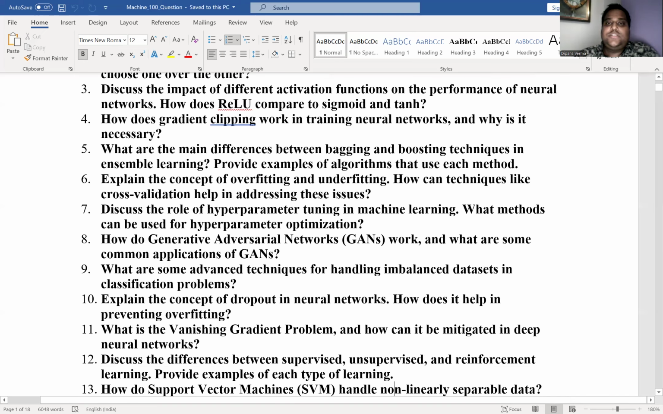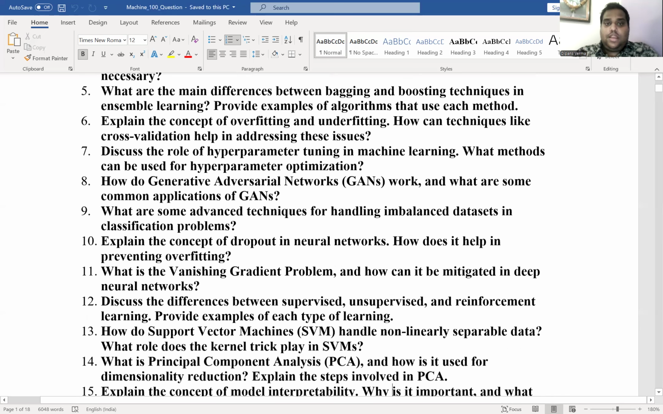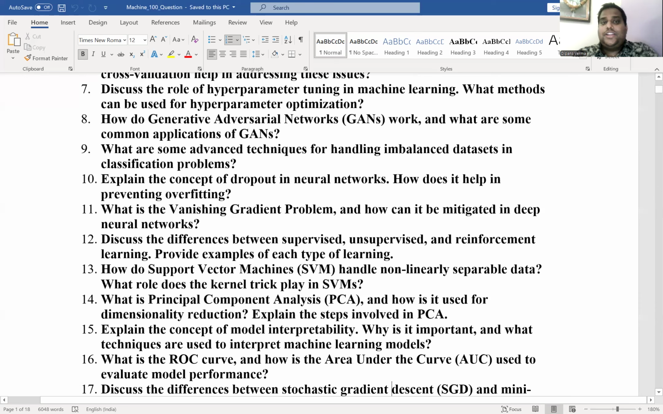We can try to understand the concept of physical velocity, and then I can go ahead with the technique called cross validation. I can also try to understand hyperparameter tuning in machine learning. What methods can be used for hyperparameter optimization? So that matter also I can go ahead. I can go ahead with GAN, generative adversarial network. So that part I can go ahead.